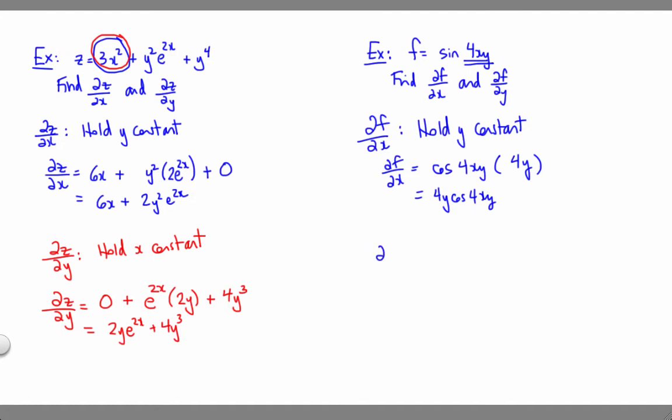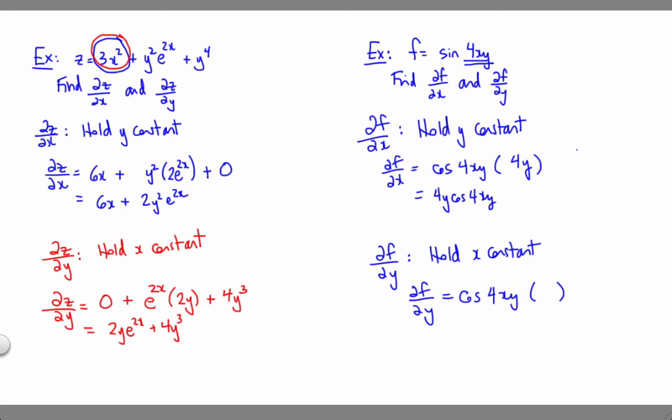Okay, let's try the other one, ∂f/∂y. This time we're going to hold x constant. We're going to treat x just like any other number, and we want to differentiate with respect to y. So for ∂f/∂y, we're going to apply the chain rule again. The derivative of sine is cosine, so we get cos(4xy) times the derivative of the inside function.